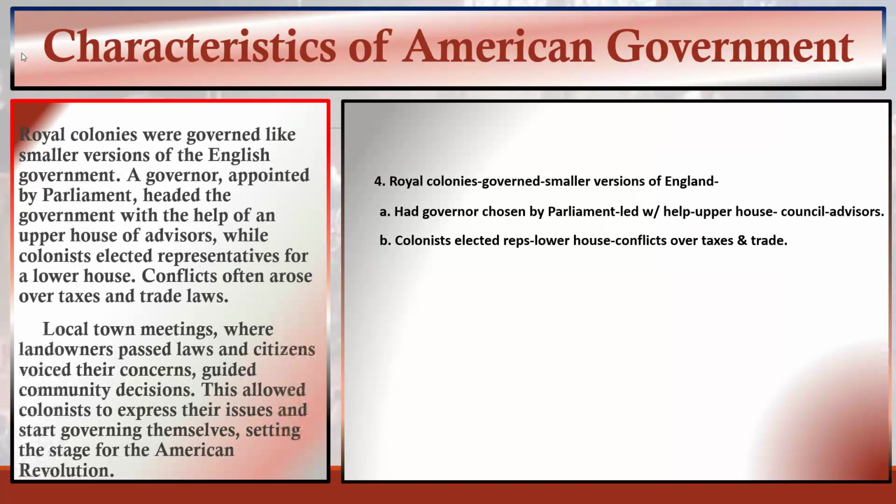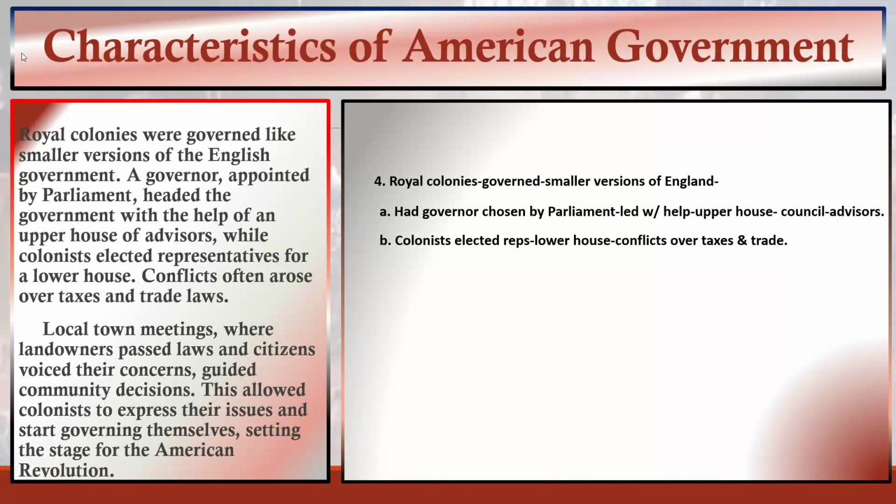Last paragraph of the subtopic, local town meetings, where landowners passed laws and citizens voiced their concerns, guided community decisions. This allowed colonists to express their issues and start governing themselves, setting the stage for the American Revolution. So again, I've talked about town meetings once before, and again, we see these on TV even today.